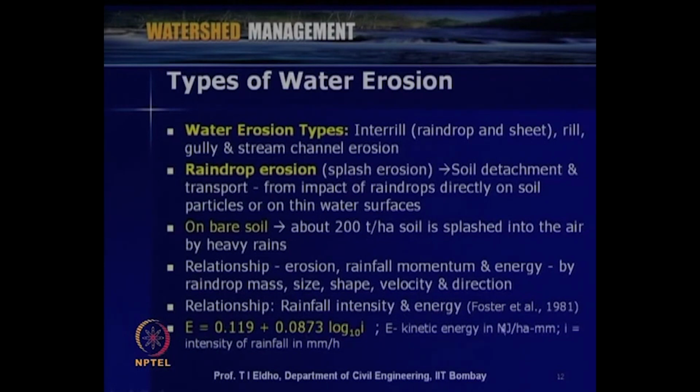According to Foster et al, E is equal to 0.119 plus 0.0873 log I, natural log I, where E is the kinetic energy in million joules per hectare mm, and I is the intensity of rainfall in millimeter per hour. Like this, for various types of water erosion, we can derive relationships based upon various field experiments.